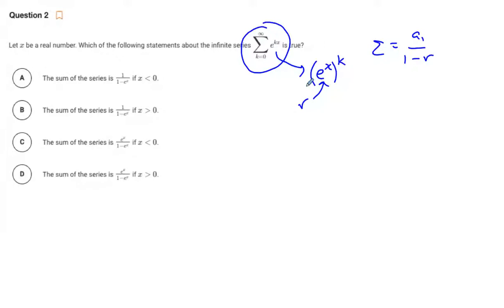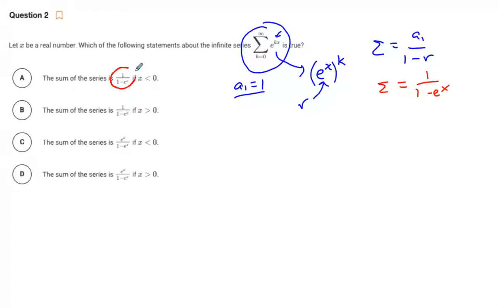The first term of this occurs when k is equal to 0. And when we put 0 in for k, here's my little k, I get e to the 0, and e to the 0 is 1. So the first term of this thing is 1. And the r value we have right here is e to the x. So that tells me that the summation will be, if there is a summation, 1 divided by 1 minus e to the x.